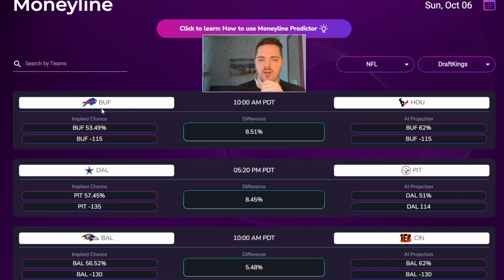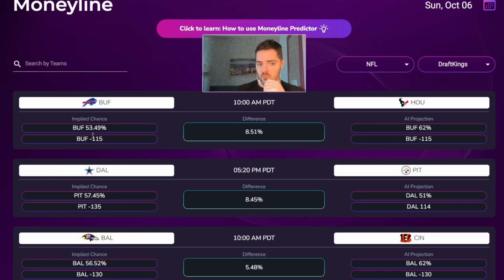So we have the home team. Home team is on the right, away team is on the left, and the left column says the implied chance. Now remember, we've already taught you a lot about what implied chance is. Anytime you see a certain odd, which is minus 115 in this example, there's always a number of implied chance of what that means. So because DraftKings gives Buffalo a minus 115 line, that means they also give Buffalo a 53.49% chance of winning this game.